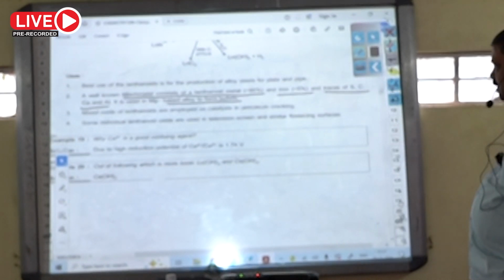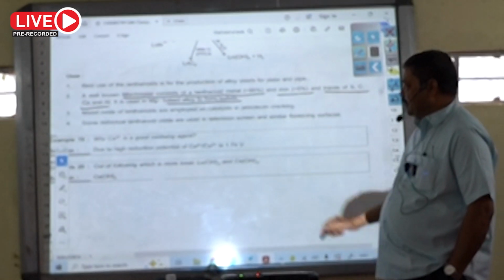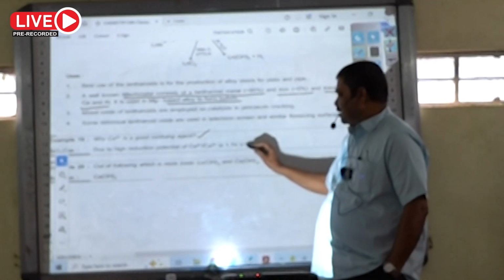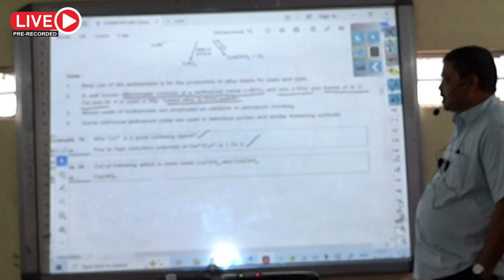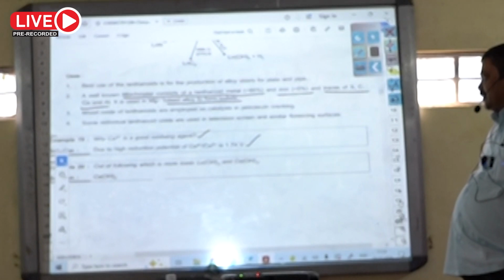This point we just now discussed. Why is cerium plus 4 a good oxidizing agent? Due to high reduction potential. Ce4 plus to Ce3 plus is 1.74 volts.